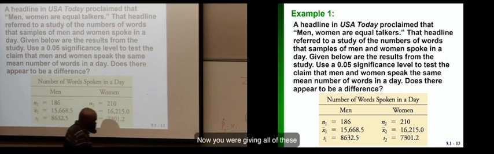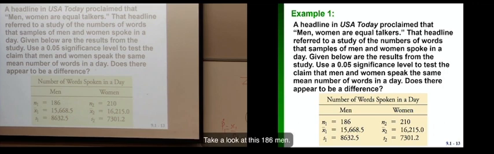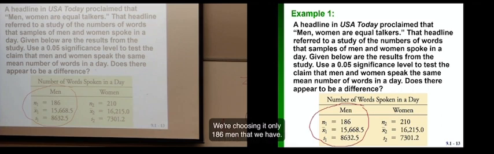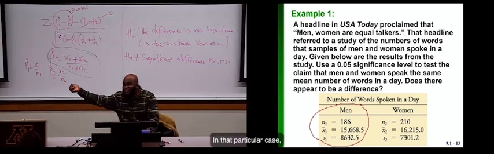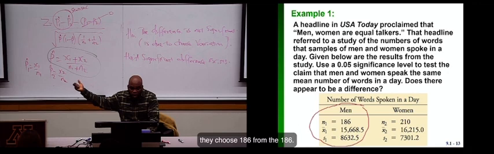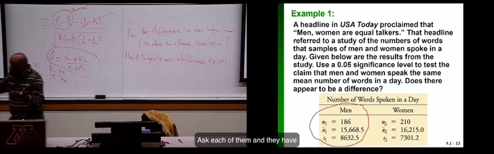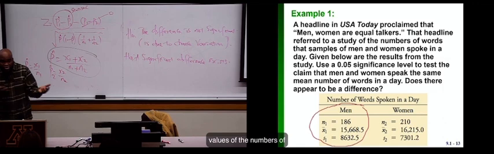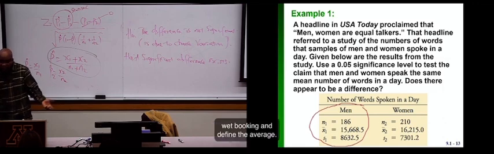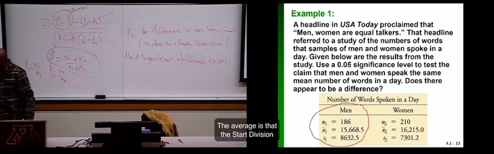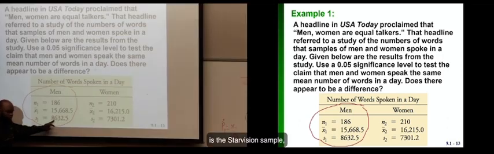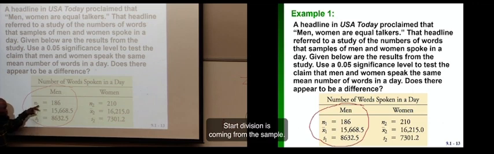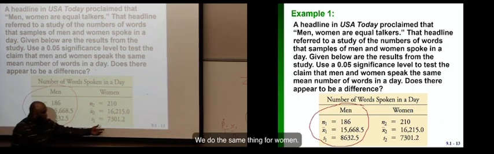Now, you were given all of this for men. We have information. Take a look at this. 186 men were chosen. It is not only 186 men that we have in that particular place. They chose 186. From the 186, they ask each of them, and they have values of the numbers of words spoken, and they find the average. The average is that. The standard deviation is this. This standard deviation is the sample standard deviation. It's coming from the sample. We do the same thing for women.